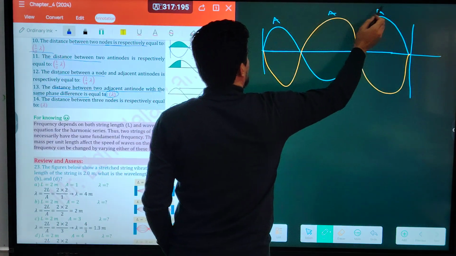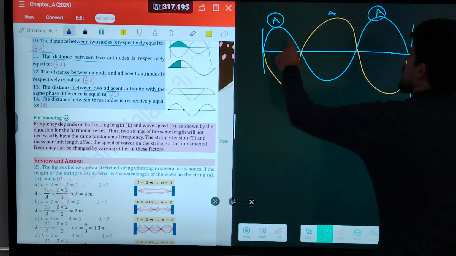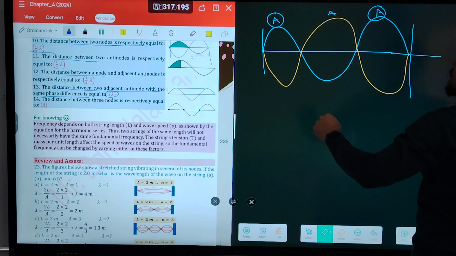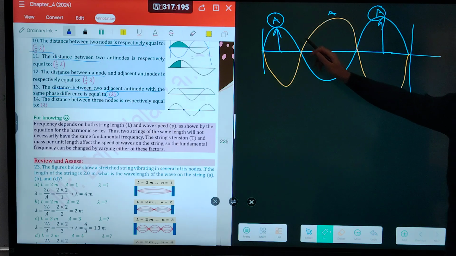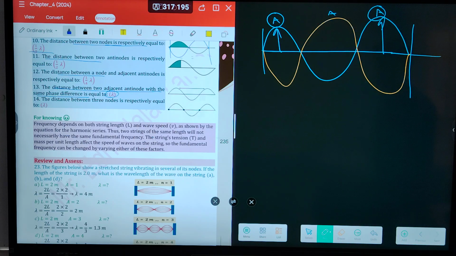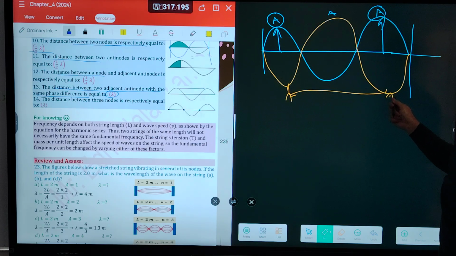We have three antinodes here, but these two antinodes, we can say they have the same phase difference. But the two adjacent antinodes cannot be said to have the same phase difference. These two yellow antinodes, we can also say, have the same phase difference.